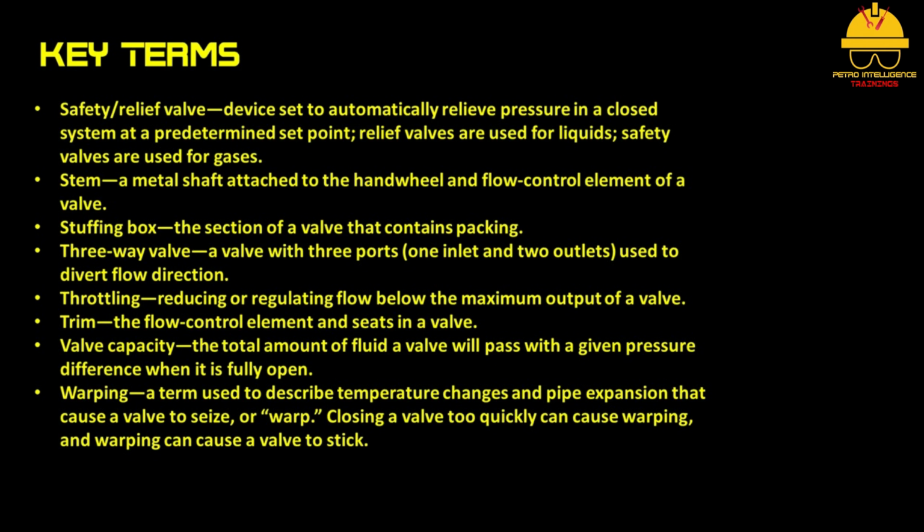Stem is a metal shaft attached to the handwheel and flow control element of a valve. Stuffing box is the section of a valve that contains packing. Three-way valve is a valve with 3 ports, 1 inlet and 2 outlets, used to divert flow direction. Throttling is reducing or regulating flow below the maximum output of a valve. Trim is the flow control element and seats in a valve.